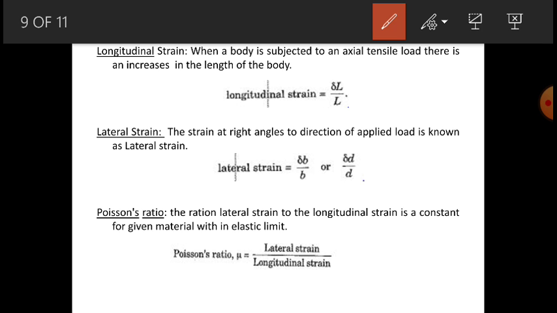Next is Poisson's ratio. It is the ratio between the lateral strain and the longitudinal strain, sorry, not lateral force, for a given material within the elastic limit.